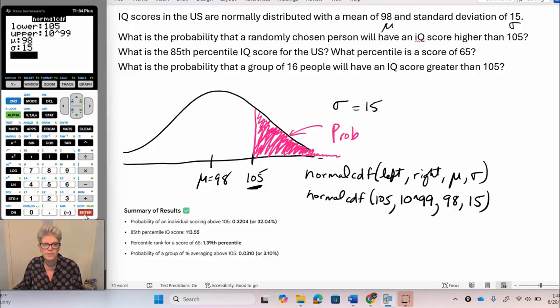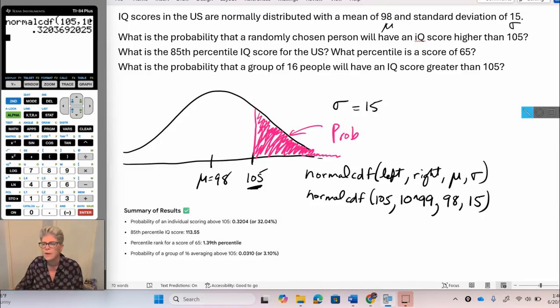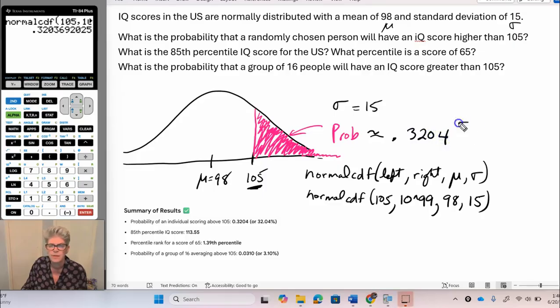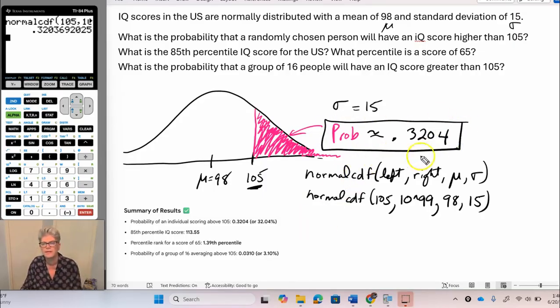Then I'm going to press enter again. And notice here it's how I would have shown it typed there. Then I'm going to press enter. And so that red area is what our probability is going to be. And we take that to 4 places typically. So the probability that if you took a random person on the street and gave them an IQ test that they would score higher than 105 is 0.3204.